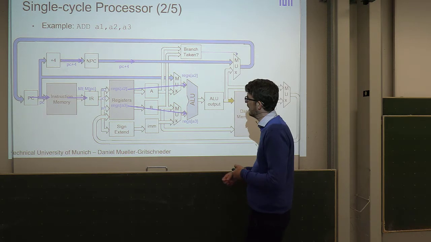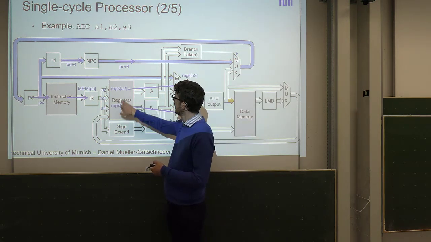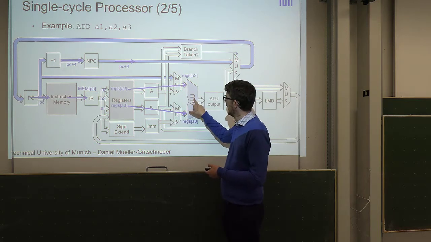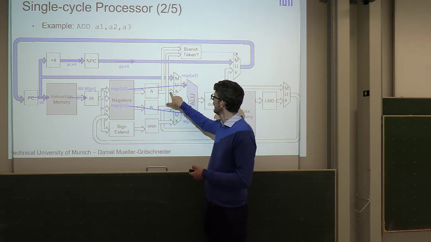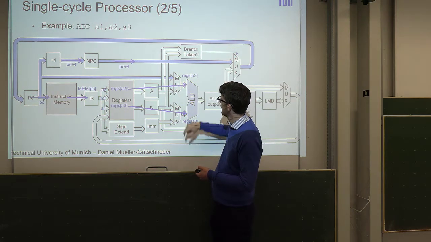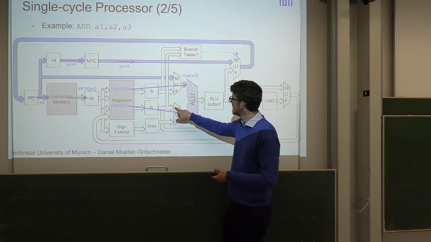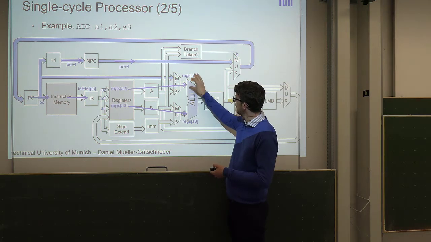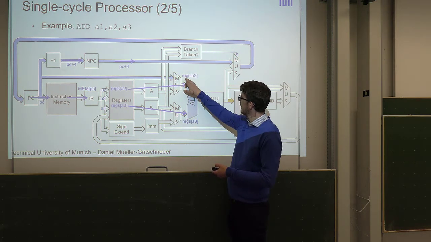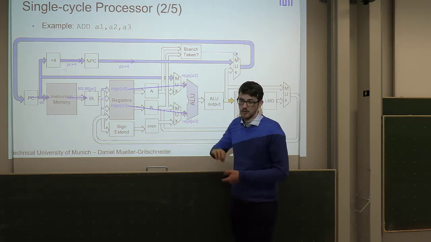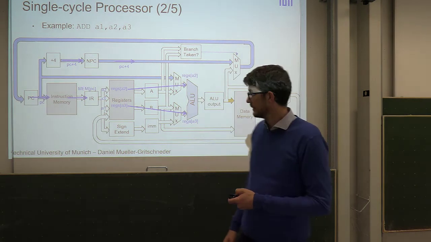Now the next thing that's happening is we are taking these two values and moving them forward to our ALU, right? So it would use this bus here, and the multiplexer would select this bus and forward it to this one. The multiplexer selects it, and it moves it to the ALU. So at the inputs of the ALU, I now have the value which was stored in register A2 and the value which was stored in register A3.